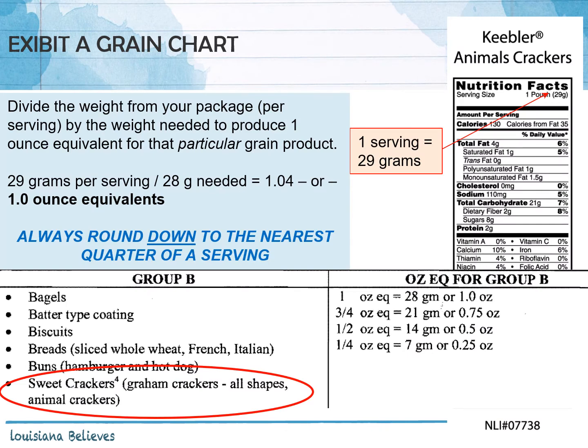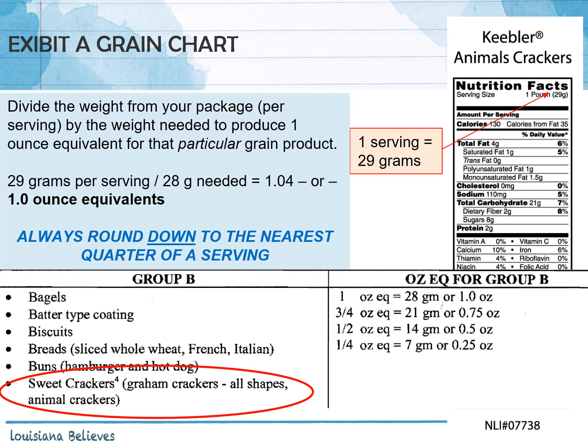Let's look at an example of using a food label and the Exhibit A grain chart to determine the ounce equivalents in one serving of animal crackers. Per the ounce equivalency chart or Exhibit A grain chart, sweet crackers, like animal crackers, fall under Group B. First, we will divide the weight from your packet per serving by the weight needed to produce 1 ounce equivalent for that particular grain product.